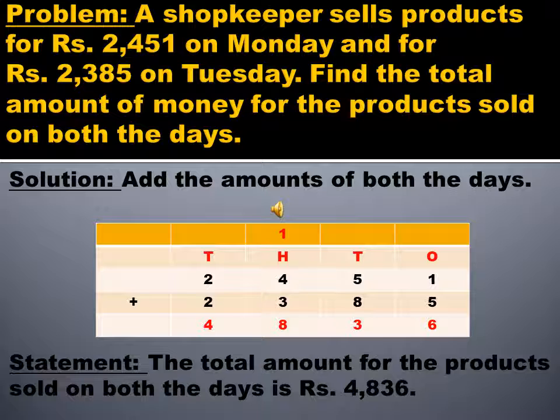So by putting them properly in the correct columns according to their place values and adding them together, we get 4,836 as the answer. And the statement we can write as: the total amount for the products sold on both the days is rupees 4,836.